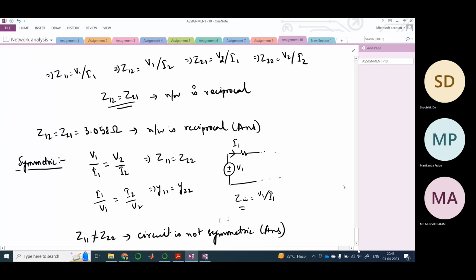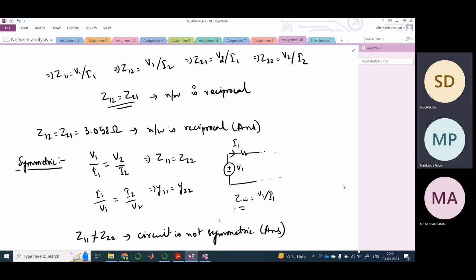Sir, if the circuit is symmetric, can we use the circuit in both directions? That is what you are telling, no? Yes, exactly. You can use it. Whatever current or voltage we are applying in both terminals, we will get the equal amount in the other terminal.